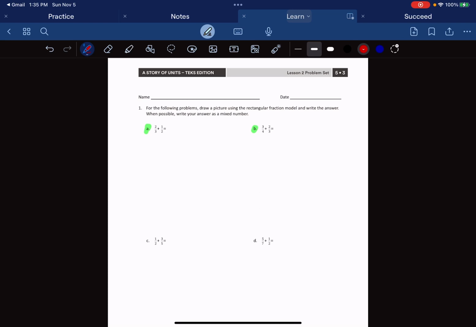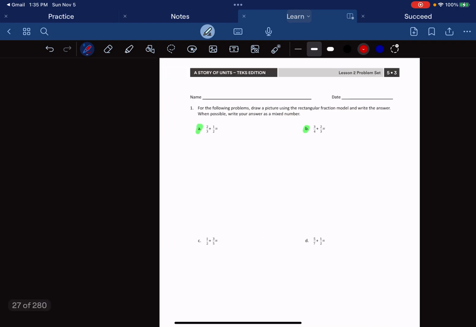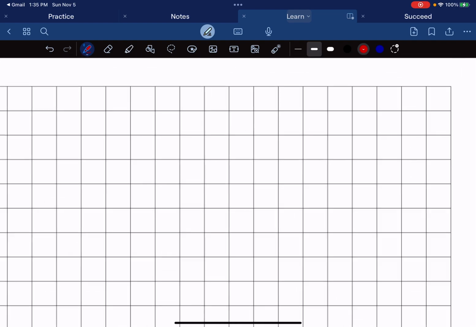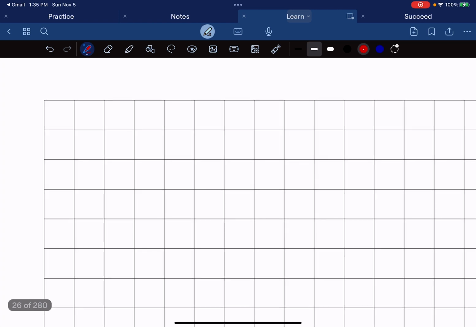On this lesson, I'm just going to strictly use the graphing paper to work with the models, and then I'll move back over to this page whenever we need to maybe simplify or turn our number into a mixed number. So I have 2/3 plus 1/2. So I'm going to come over here and write that out. I've got 2/3 plus 1/2.